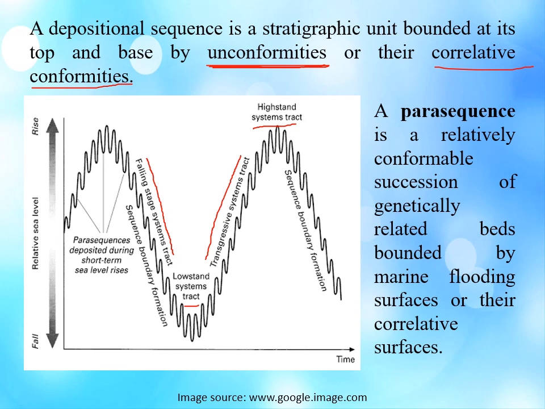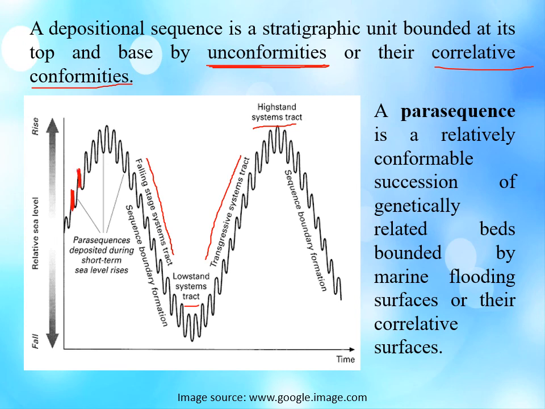So these are known as parasequences, which are bounded by marine flooding surfaces. That means if I consider this curve here, the maximum flooding occurs, similar to the marine flooding surface of the sequence. In smaller scale, smaller order of sea level change, it is known as marine flooding surface. So one marine flooding surface to one marine flooding surface.